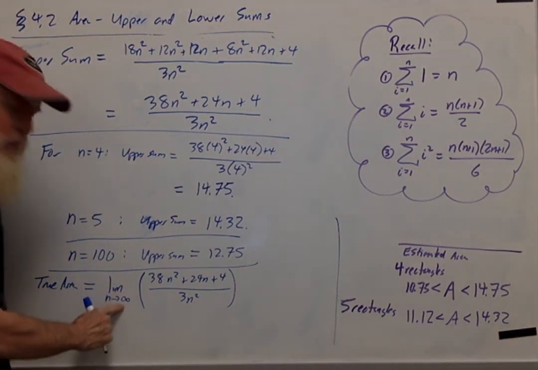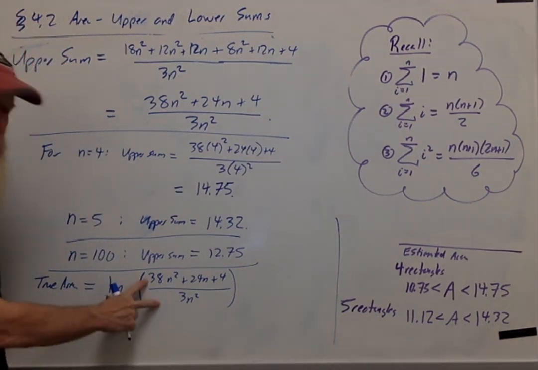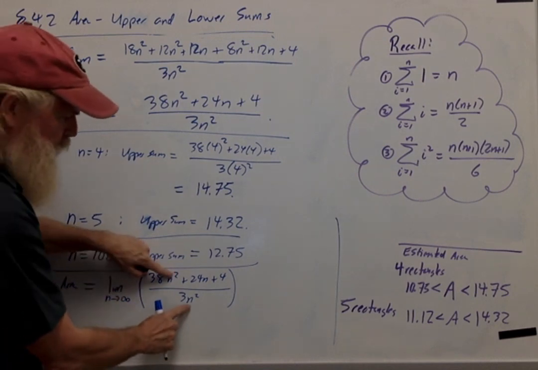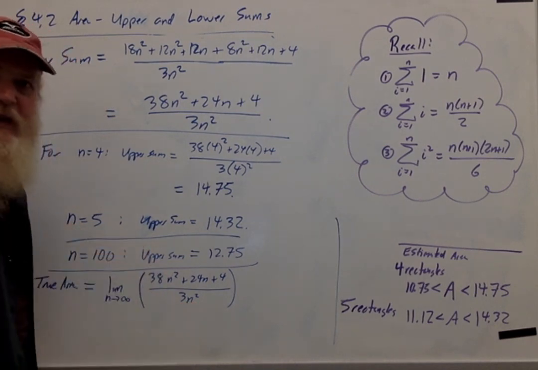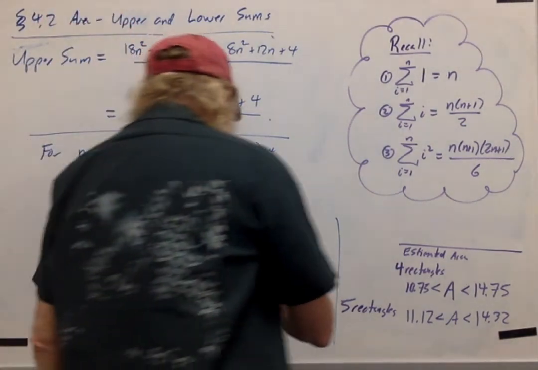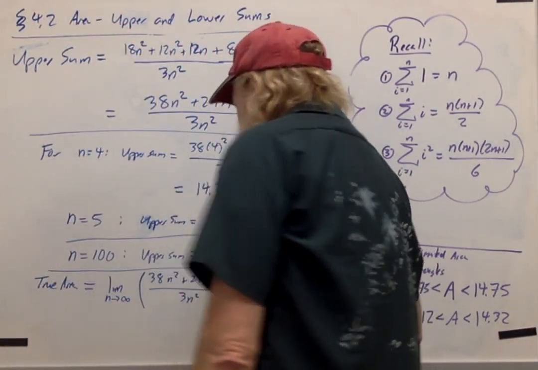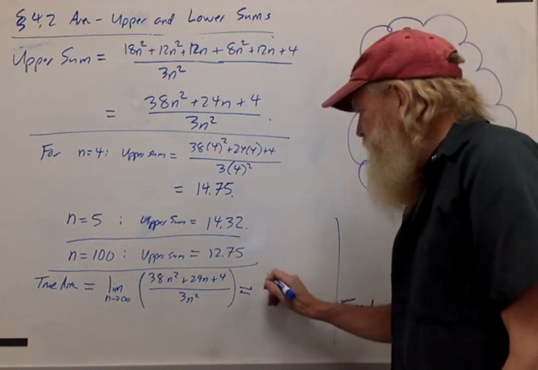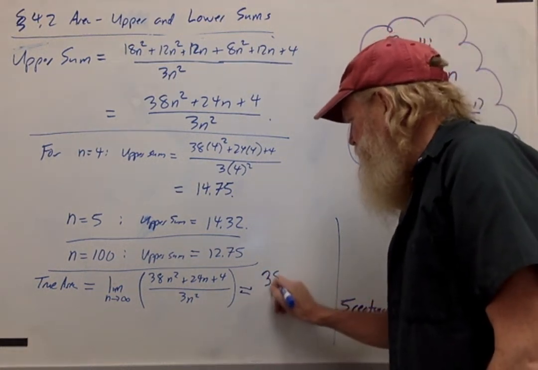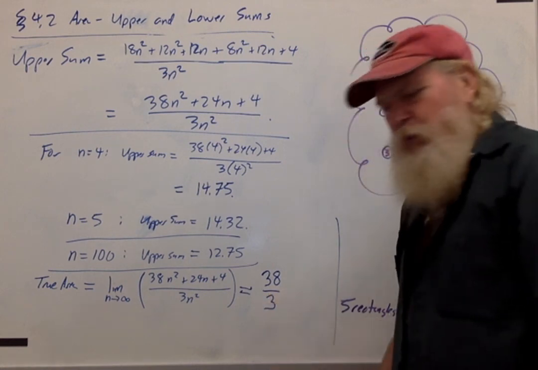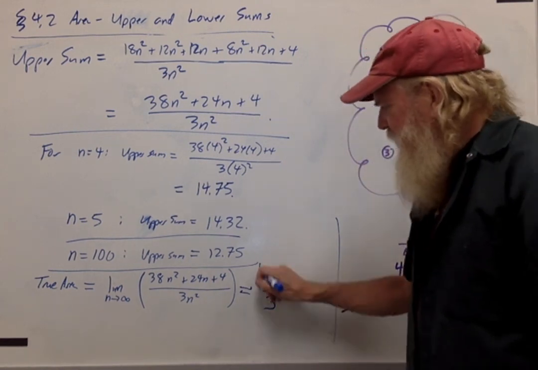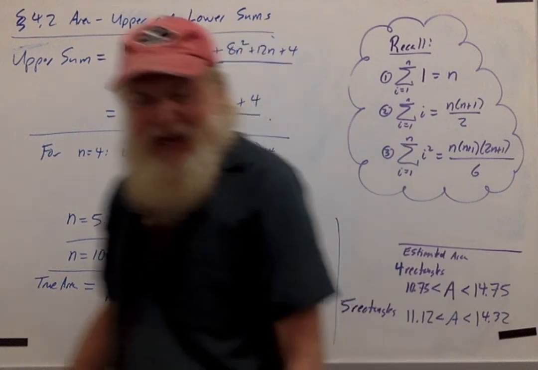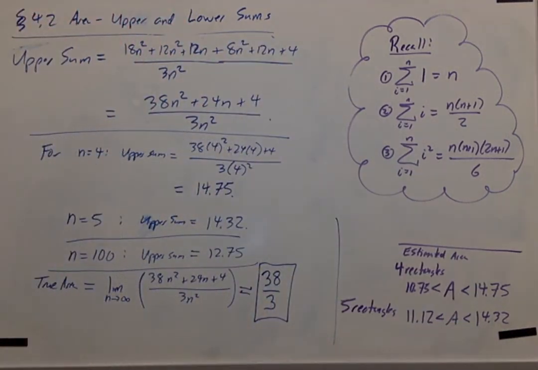But look at this. We're taking the limit as n goes to infinity of a rational function where the degree of the numerator is the same as the degree of the denominator. We call rational functions like that balanced, and we learned that we could find the limit by just taking the ratio of the leading coefficients, which is 38 over 3. And 38 over 3 is indeed the exact area underneath that parabola between x equals 1 and x equals 3.